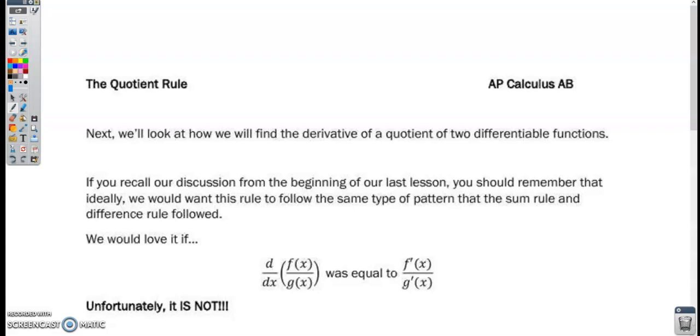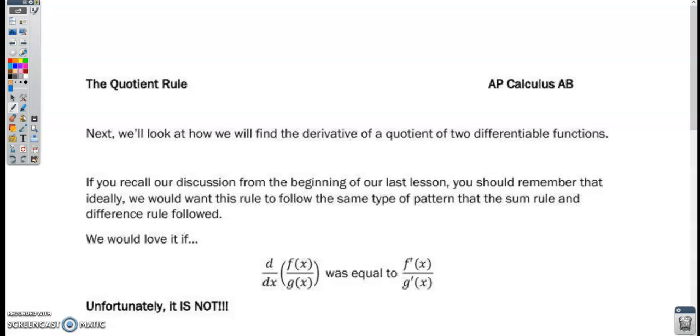Alright folks, in this video we are going to be talking about information from section 9 of unit 2 of AP Calculus, the quotient rule. We're going to take a look at how we find the derivative of a quotient of two differentiable functions in this video.